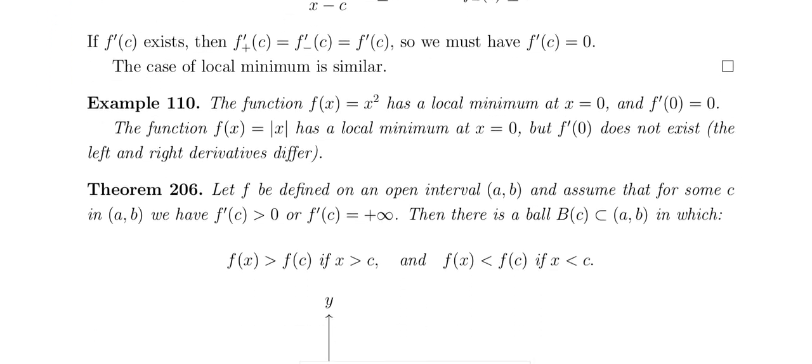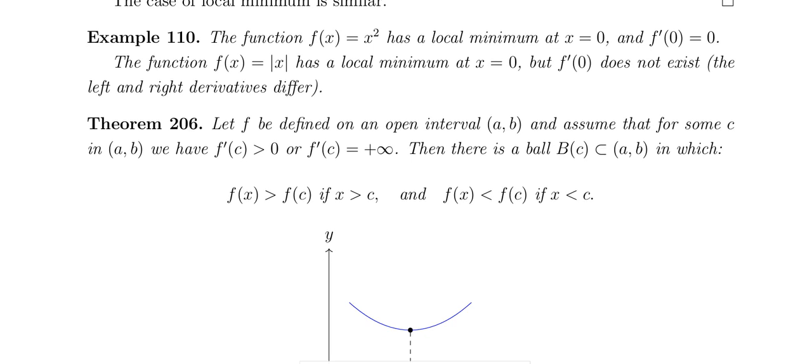And f of x equal to x square is the example. This is a local minimum at x equal to 0. Therefore f dash of 0 equal to 0. And f of x equal to mod x has a local minimum at the point x equal to 0, but f dash of 0 doesn't exist. The left and right derivatives differ. That is the idea.